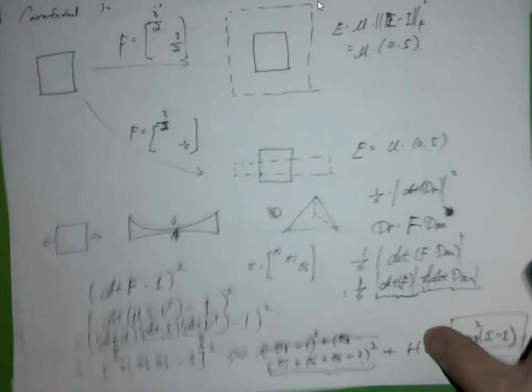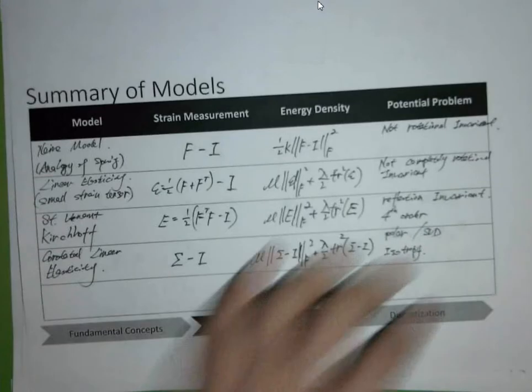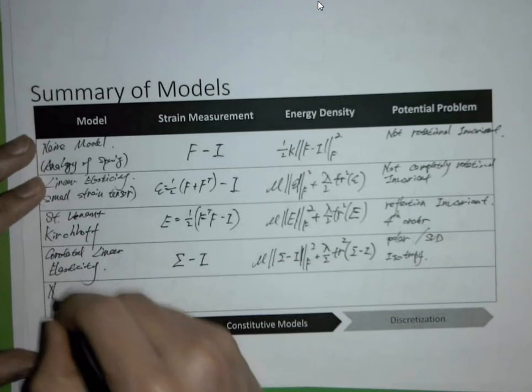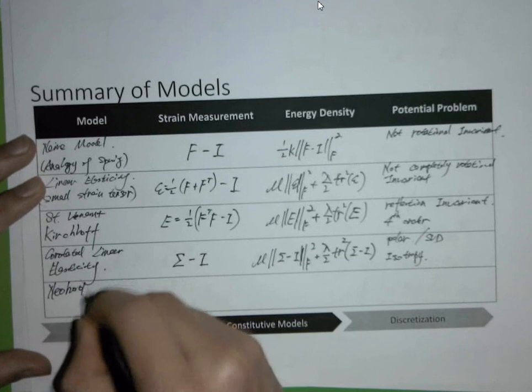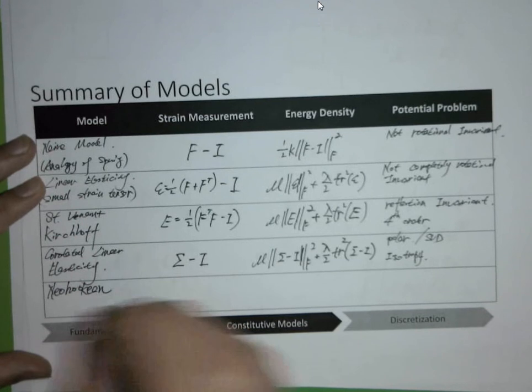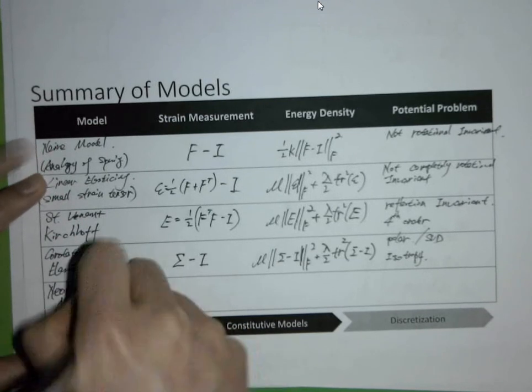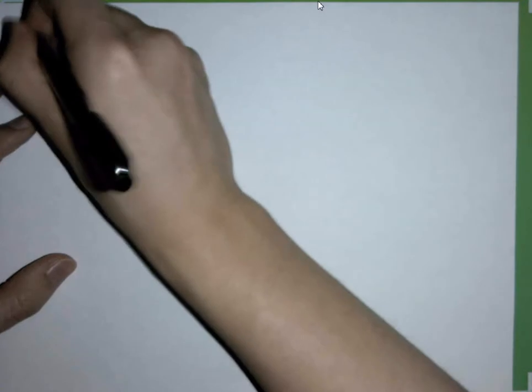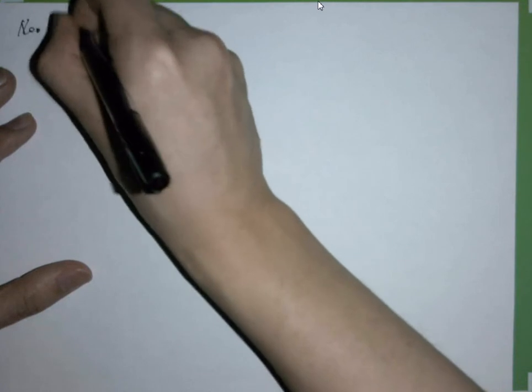So last one. There is a last one that I'm missing here. It's called the Neo-Hookean model. This is also a higher order model. It's a little bit more complicated, but we have all the information that we want.